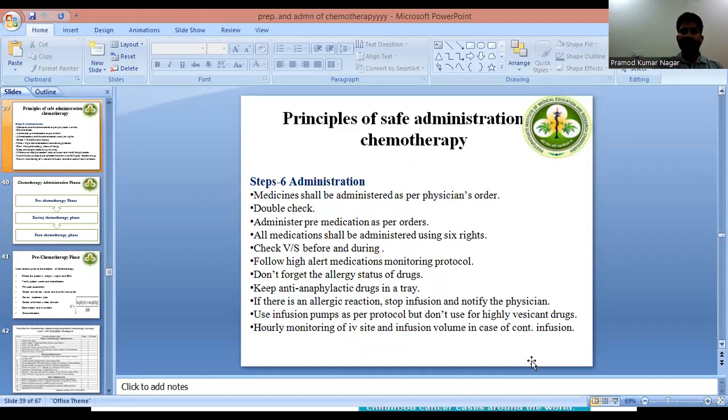Check vital signs before and after the medication. Follow the high alert medication protocol. Don't forget the allergy status of the drug. If the patient has an allergy to the medication, especially in case of L-asparaginase or some other medication, you should check the allergy status of the medication. Keep anti-anaphylactic drugs in the tray. If there is an allergic reaction, stop the infusion. Notify the physician. Use an infusion pump as per protocol, but do not use an infusion pump for the highly vesicant drugs.